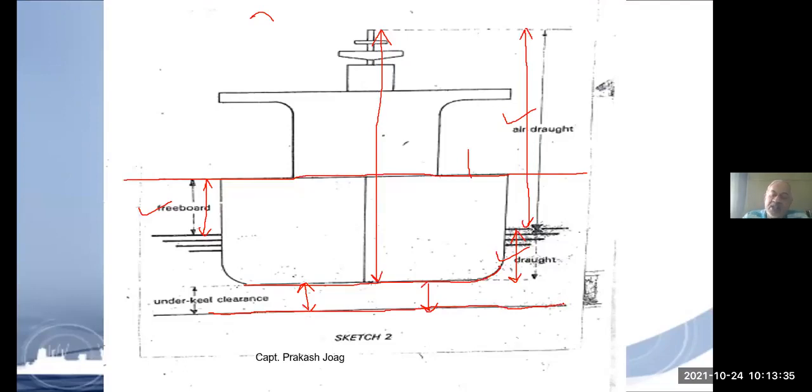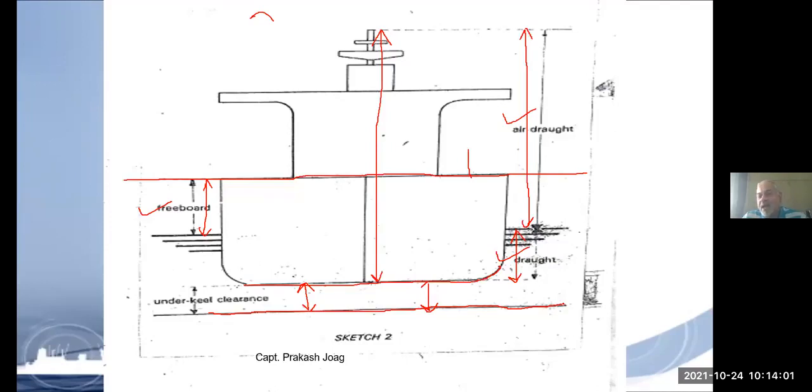And all these things matter a lot when a ship comes into port. Why? Because you require sufficient clearance down below. You require sufficient depth at the port where the ship is coming, and depth at the jetty where the ship is coming, so that the ship floats without touching the bottom.